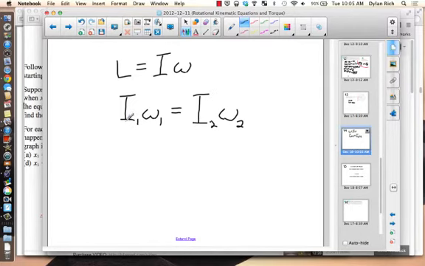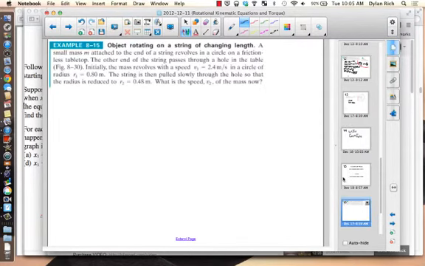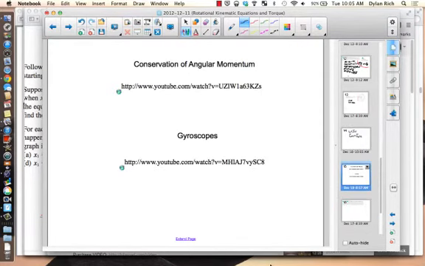If I is, in the beginning, let's make up a number, 20, and this is 1, 20 times 1 is 20. If I change I to 10, this has to change to 2. Does that make sense? Because 10 times 2 is going to give me 20. And very, very unusual things can happen with that, which I want to talk about now with conservation.